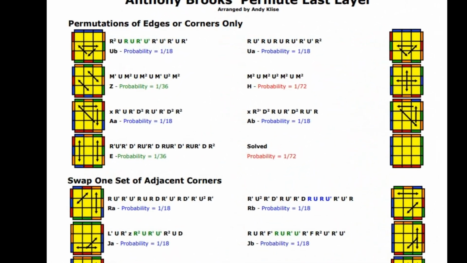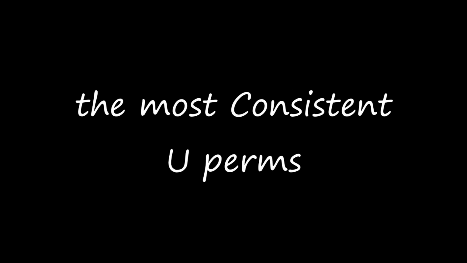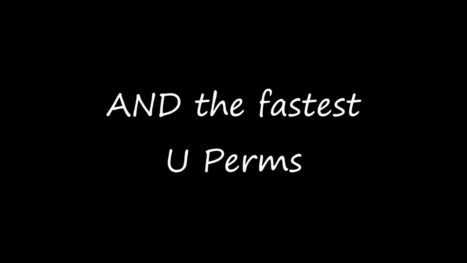getting a UA perm or UB perm will happen 1 out of every 9 times. So I would say that they're very common. And I don't know about you, but I would want to know some really good and fast U-perms. So the goals of this video are to find the best and lowest move count U-perms, find the most consistent U-perms, and the fastest U-perms.